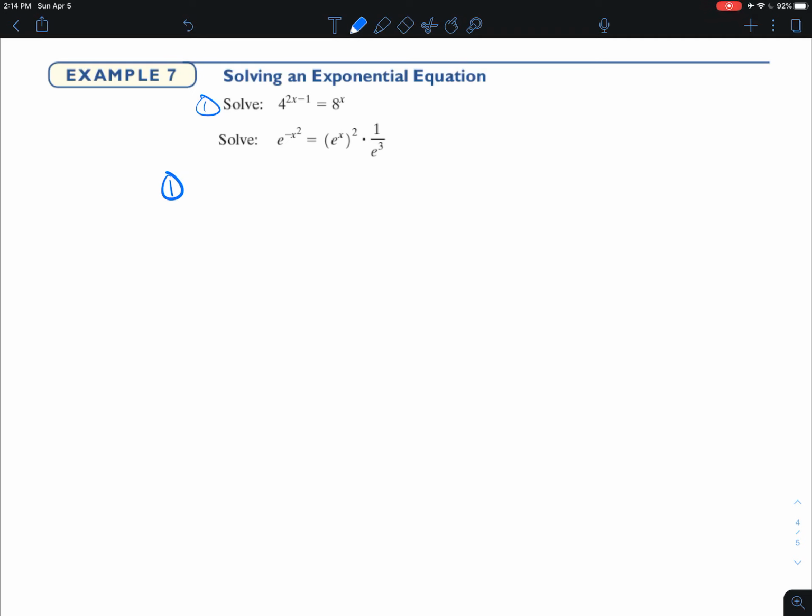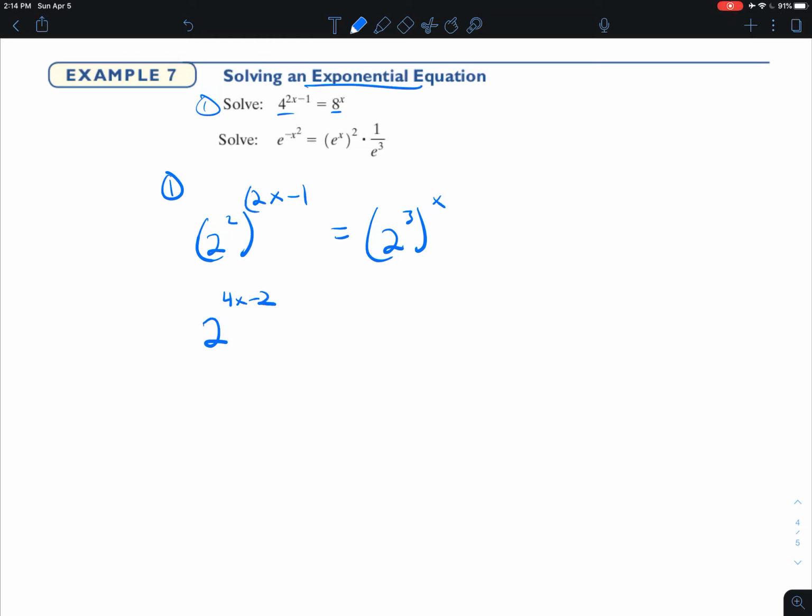Number 1, we have 4 to the 2x minus 1 equals 8 to the x. Now 4 and 8 are related as far as their powers are concerned. 4 is 2 squared, and that's being raised to the 2x minus 1. And 8 is 2 cubed, and that's being raised to the x power. Using my properties of exponents, this can be rewritten as 2 to the 4x minus 2.